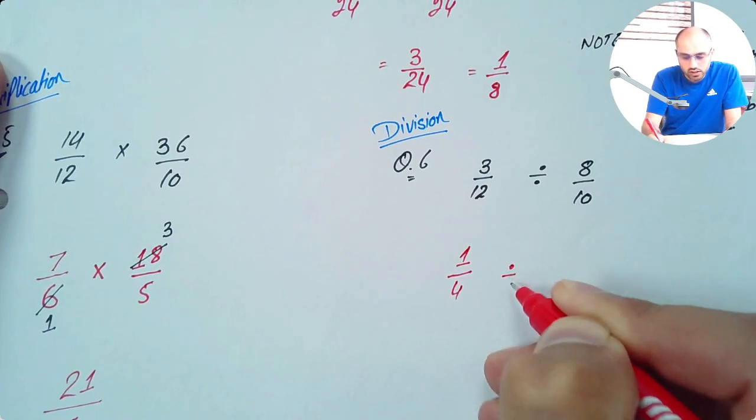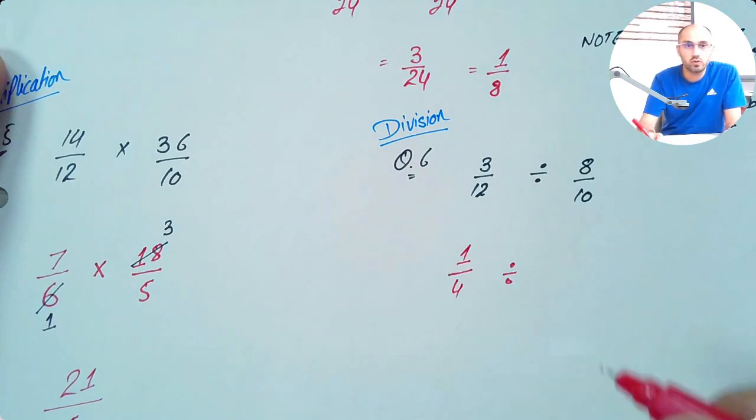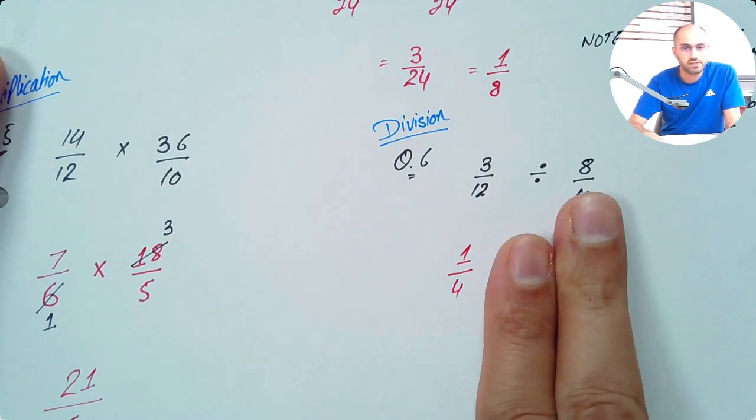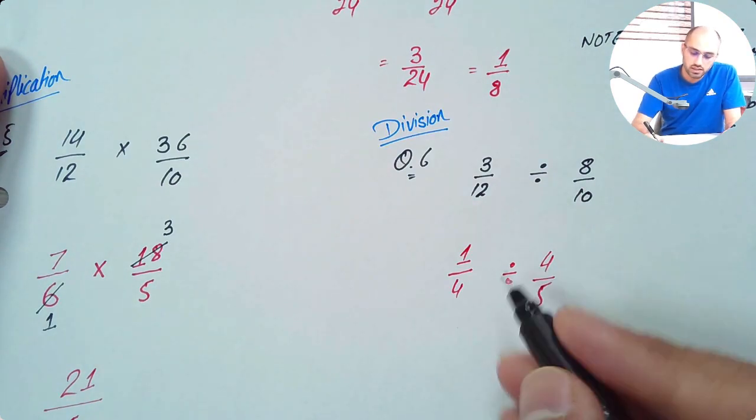I'll keep this division sign here. I'm going to ask the same question again for the second fraction. Can the second fraction be simplified? And I can see again, 8 and 10 are both in 2 times table. So I'll divide them both by 2 and that leaves me with 4 over 5. Now I see first fraction can't be simplified. Second fraction can't be simplified. And there's a division sign.